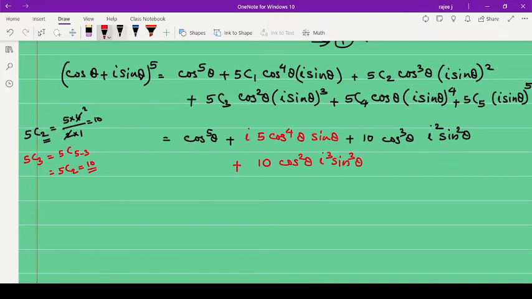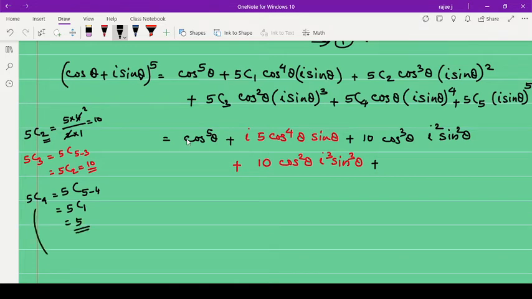Now next term plus 5c4. Again, 5c4 is equal to 5c(5 minus 4). 5c(5 minus 4) is what? 5c1. 5c1 is 5. So this is one way.